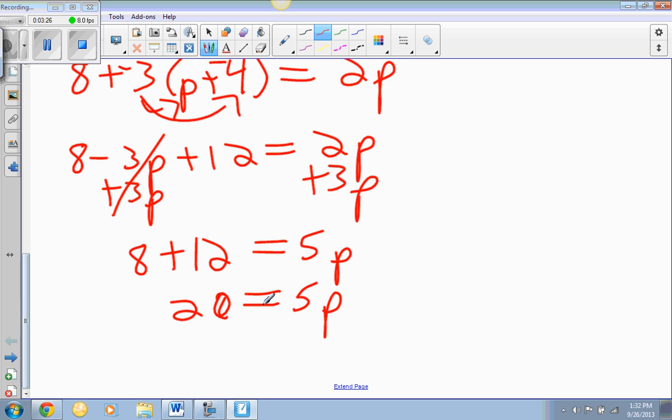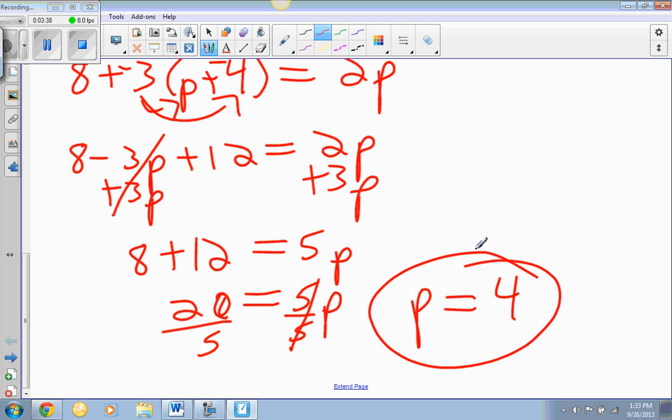And then my last step would be to get rid of the 5. 5 times p, the opposite is divide by 5. So my answer to that one is p equals 4. And again, remember I said you can check every single one of these if you want to. You can plug your 4 back in and see if it works, right?